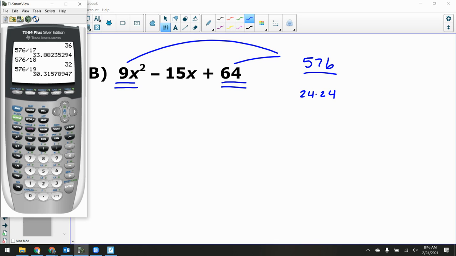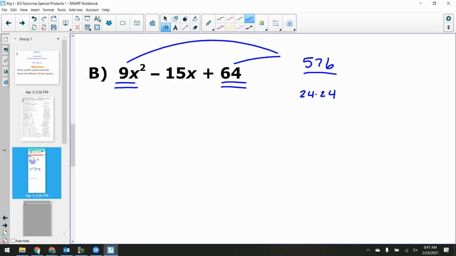Well, even if I keep going here, even if I keep taking 576 divided by these things, as soon as I get to 24, I can stop. And I found no factors that work. You have to go through that whole process to be able to say that this is not factorable, or prime, whatever you want to say. Okay? I didn't find any values that added together to get negative 15, so we say not factorable.